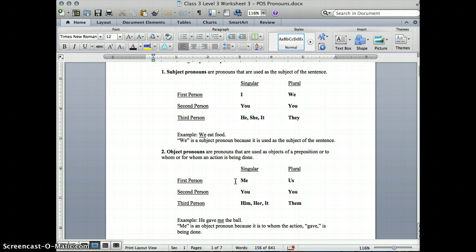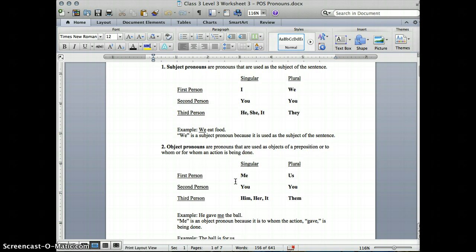If we're talking about subject pronouns and I want to talk about myself, I would say, I am hungry, for example. But if I want to use an object pronoun and still talk about myself, I could say, my mom gave me food. We're still talking about the same person, but we're using different pronouns because that's what is correct to do.